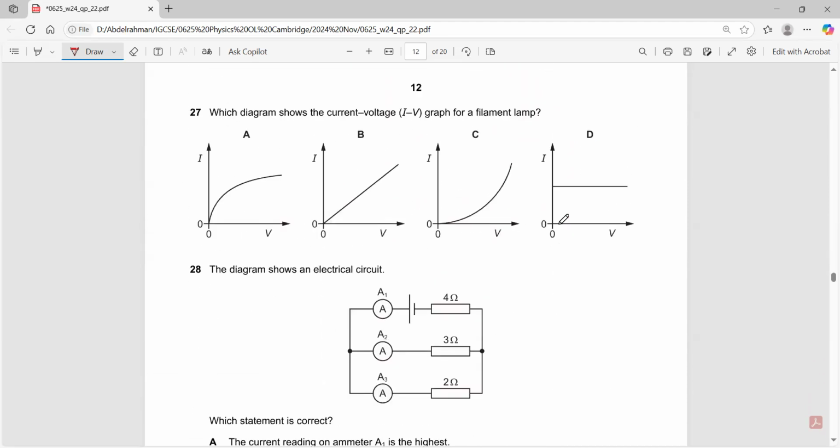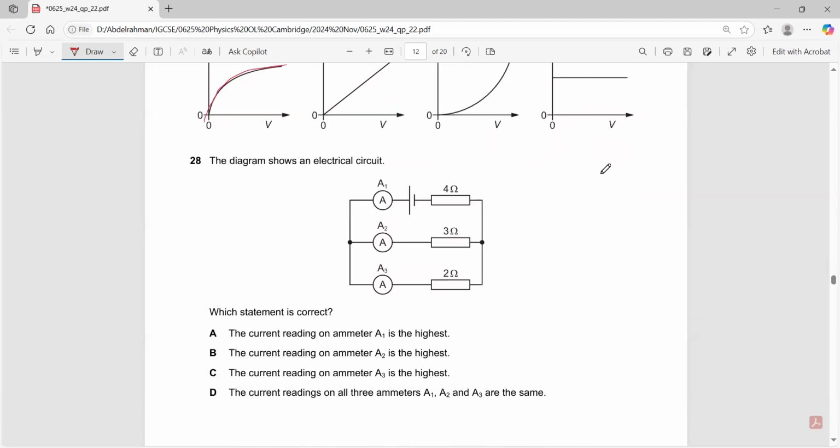Diagram showing the filament lamp. What happens to the filament lamp as the temperature increases? As the temperature increases, the resistance increases. And when the resistance increases, it curves towards the voltage axis, meaning that the resistance has increased.